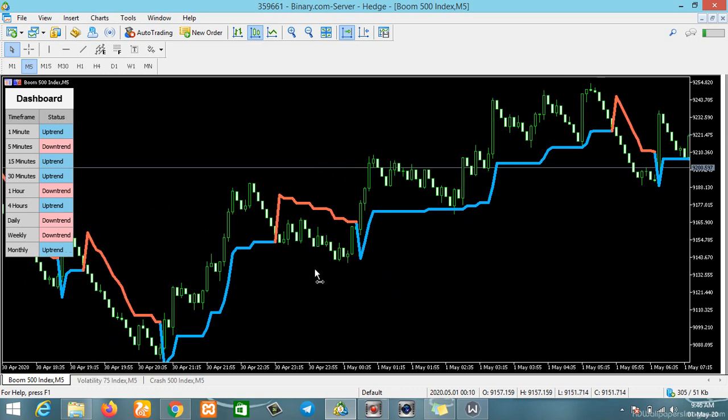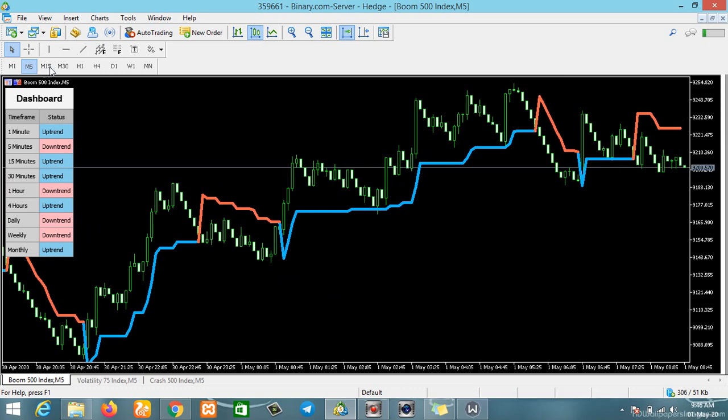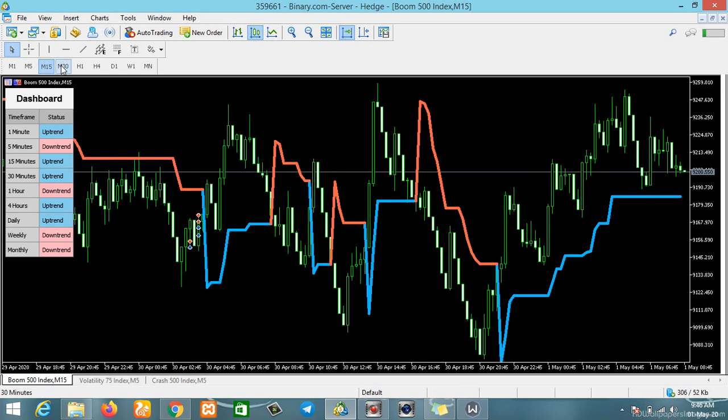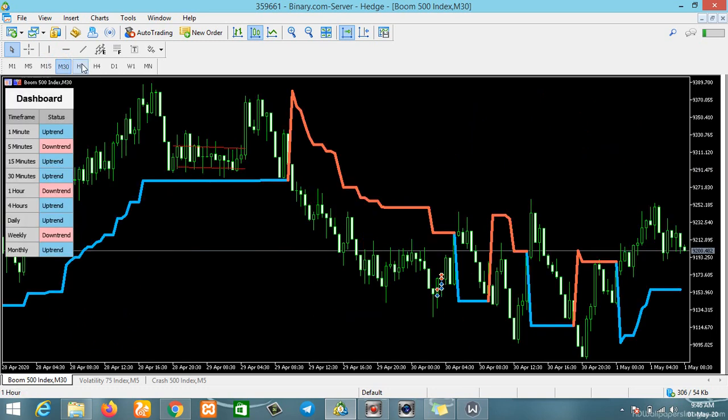If you are going to check for the support level now, 30 minutes is on uptrend. It's only 5 minutes on downtrend, so you can avoid this market. This market is not stable, and you can see from here to here it's forming a zigzag pattern, so it's waiting for a breakout. You can see there's no clear trend here, from here to here, forming the zigzag pattern, so it's waiting for a breakout.